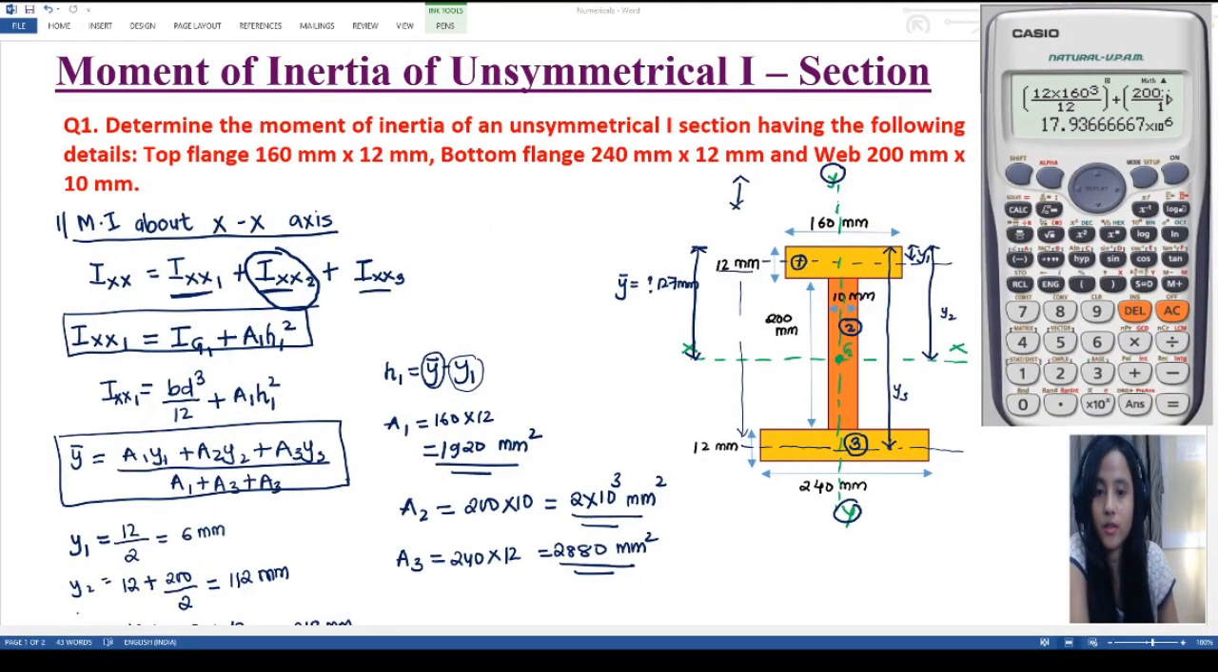I hope the numerical is clear today. Tomorrow we'll be solving some more numericals based on moment of inertia, and the section that we're going to solve tomorrow will be the T section. So see you tomorrow.